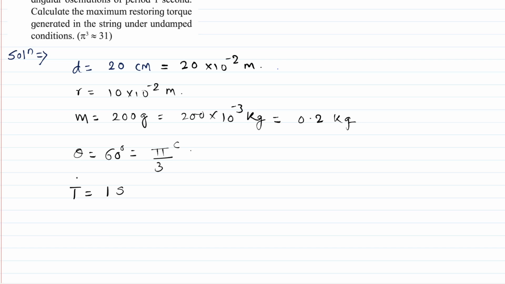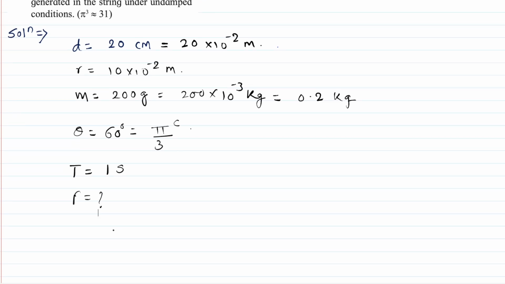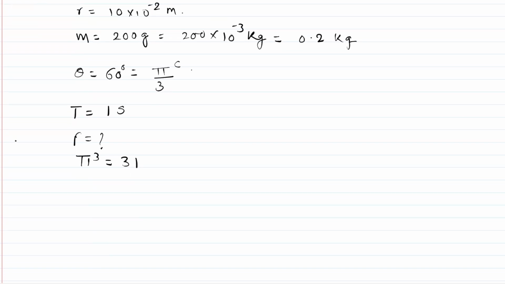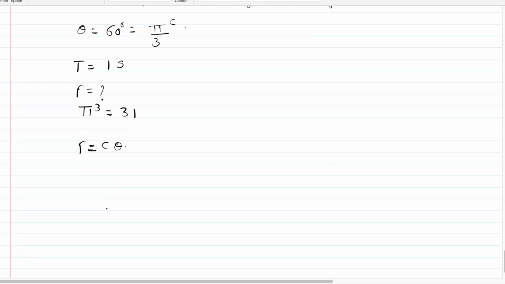Now we have to calculate the restoring torque, that is, the torque generated in the string under the undamped condition. And again the value of pi cube is given as near about 31. Therefore we know that the equation is tau equals C theta, where C is the restoring force constant. Now as we have been given the time period T, we need to calculate the value of C.